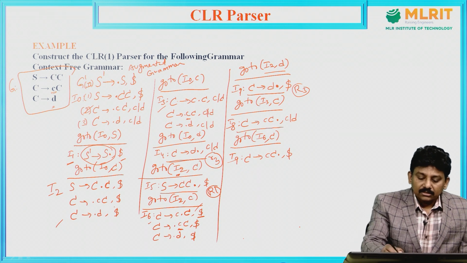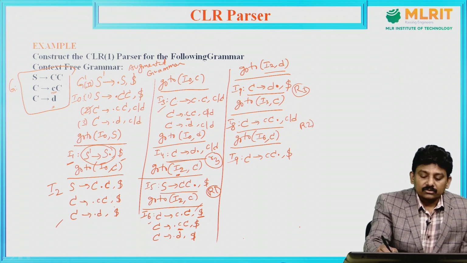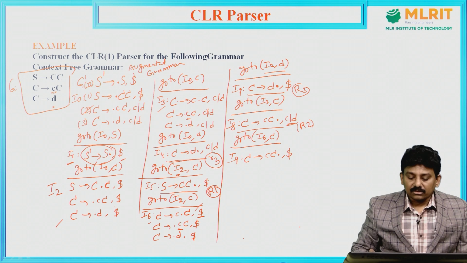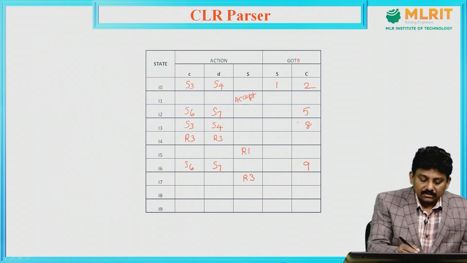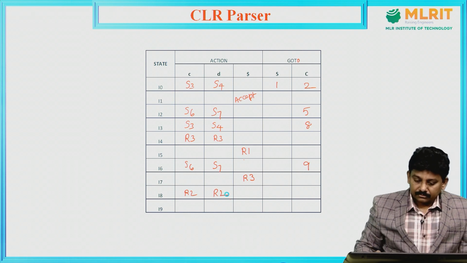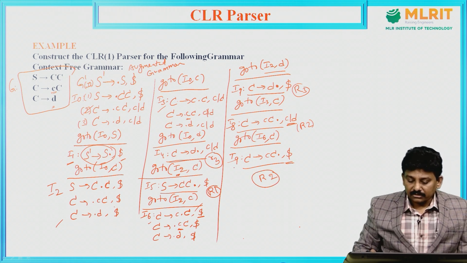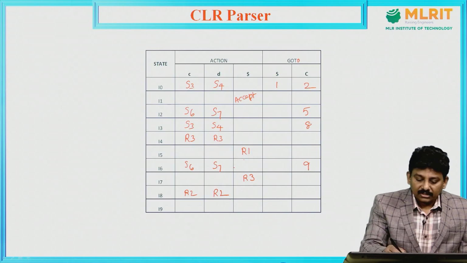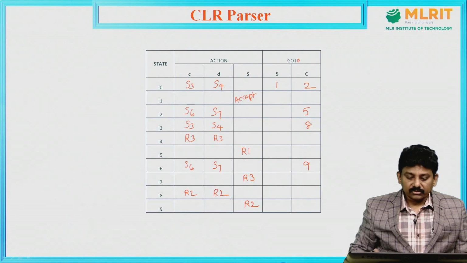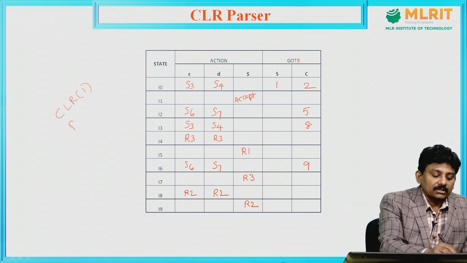Next, row 8, C derives CC, rule number R2 under c and d, write R2 in row 8. Next, row 9, C derives CC, this is rule 2, under dollar write R2. Like that we can fill the table. This is the CLR 1 parsing table.